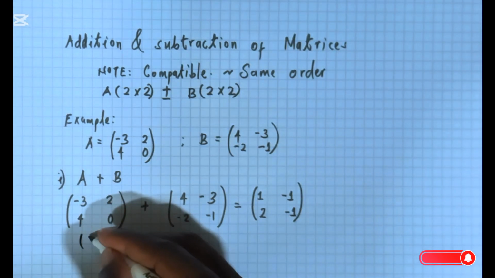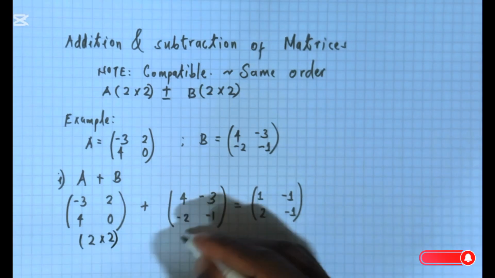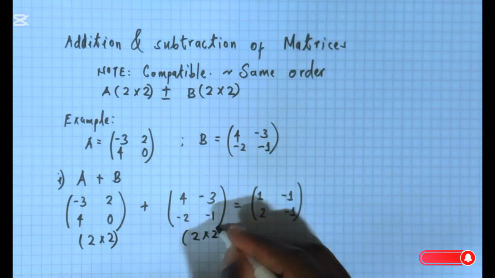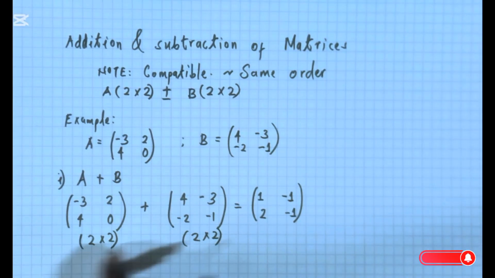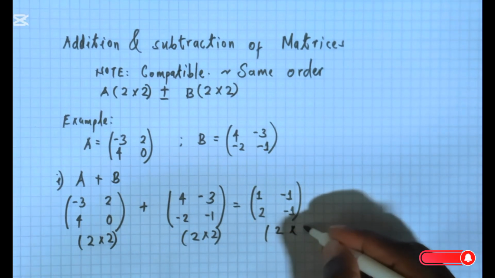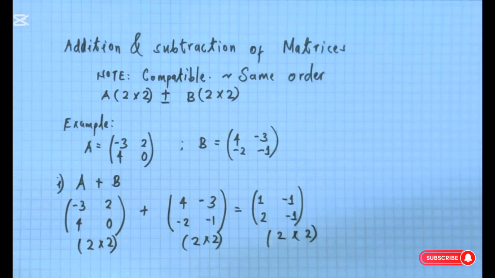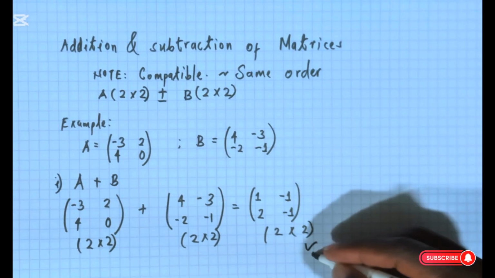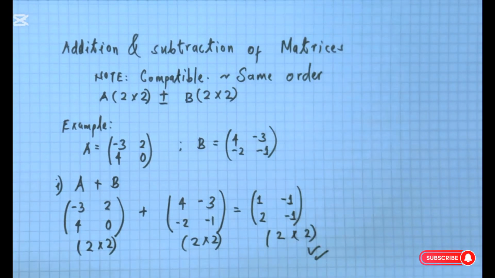Note this is a matrix of order 2 by 2. This is also a matrix of order 2 by 2, and that is why they are compatible. That means we can add them because of the same order. The resulting matrix is also of order 2 by 2, and that is how we would add those two matrices.